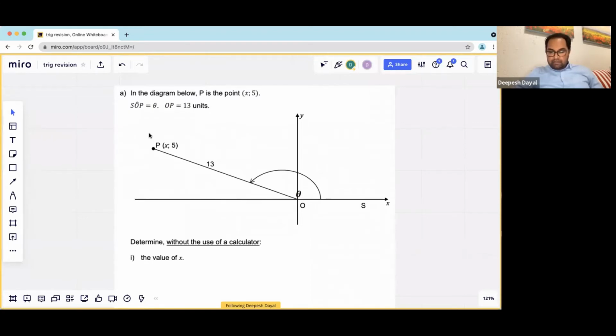And we're going to be looking at the first one, which says: in the diagram below, P is the point (x, 5), and angle SOP equals theta, and OP equals 13 units. Determine, without the use of a calculator, the value of x. Maybe if one of you wants to share with me, what is the value of x? And how do we find that? You can just type your answer in the chat, or you're also welcome to unmute.